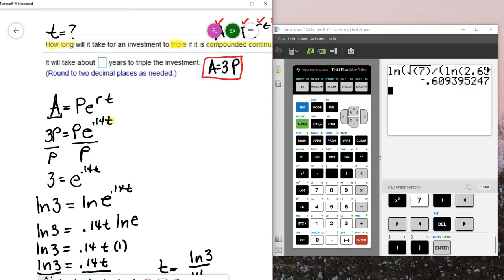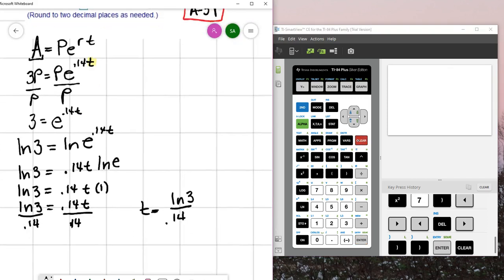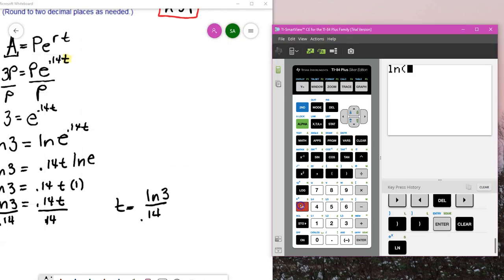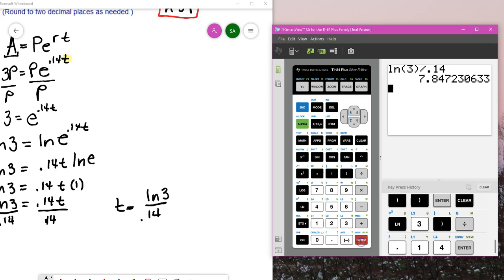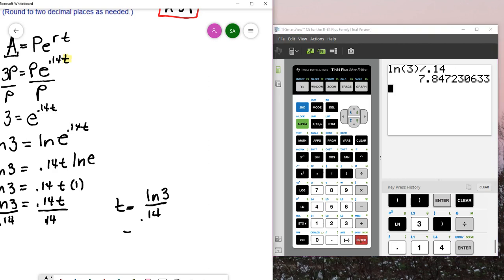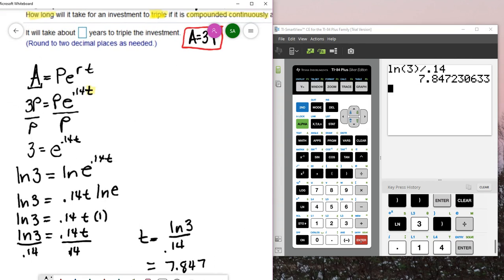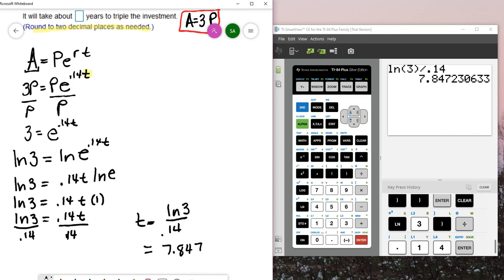So let's type that in our calculator. Natural log 3 divided by 0.14. So that gives me 7.847. And if I read the directions up here, it says to round to 2 decimal places as needed. So I would use 7.85 when I round to 2 decimal places.